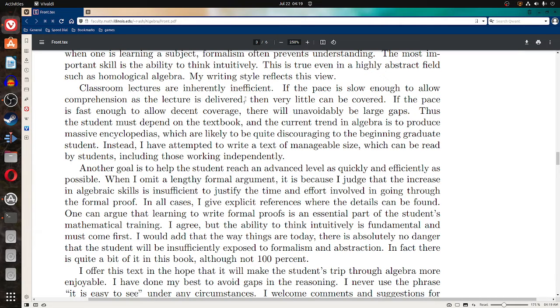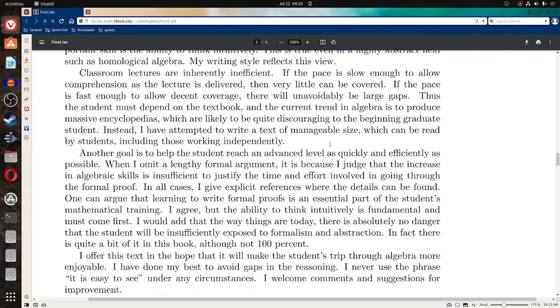Classroom lectures are inherently inefficient. If the pace is slow enough to allow comprehension as the lecture is delivered, then very little can be covered. If the pace is fast enough to allow decent coverage, there will unavoidably be large gaps. Thus, the student must depend on the textbook. And the current trend in algebra is to produce massive encyclopedias, which are likely to be quite discouraging to the beginning graduate student. Instead, I have attempted to write a text of manageable size, which can be read by students, including those working independently. That is, independently is what we're doing right now on YouTube.